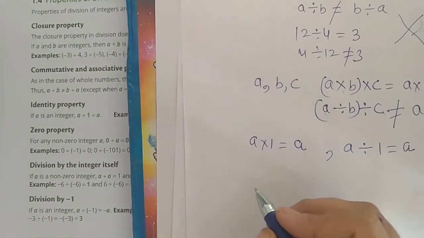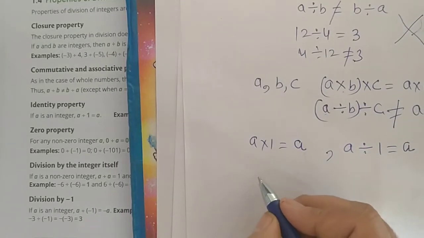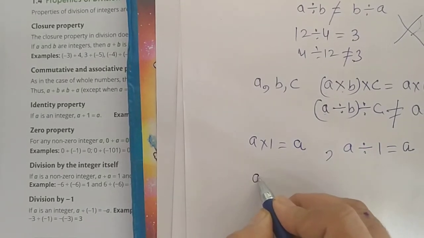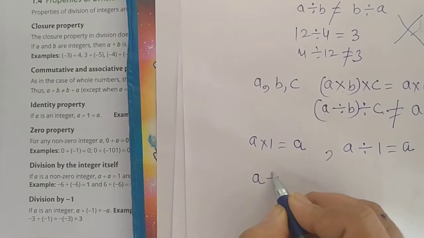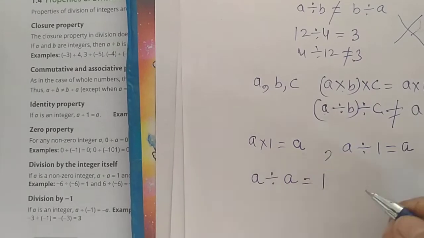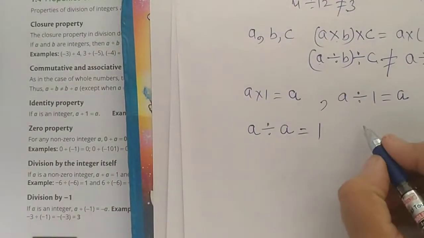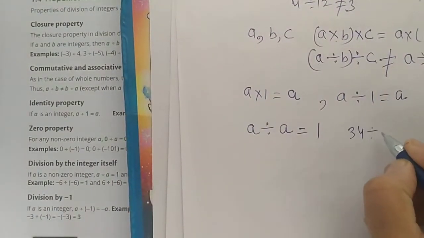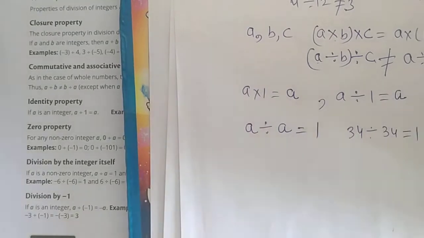Then division by the integer itself. Suppose there is a number A, when we divide it by the same number A, the answer will be 1. Like 34 divided by 34 will give the answer 1.